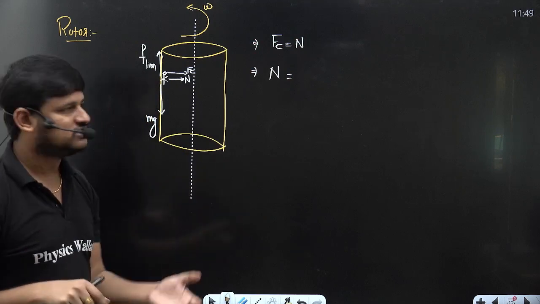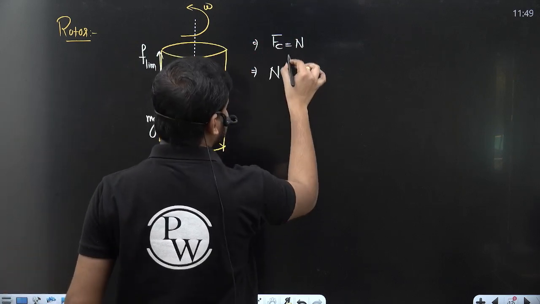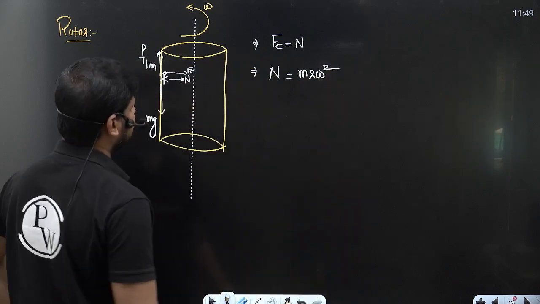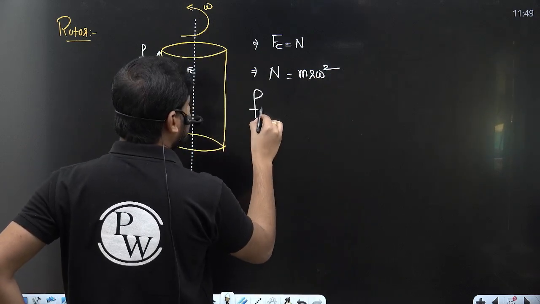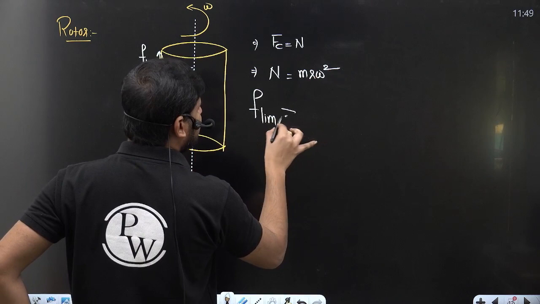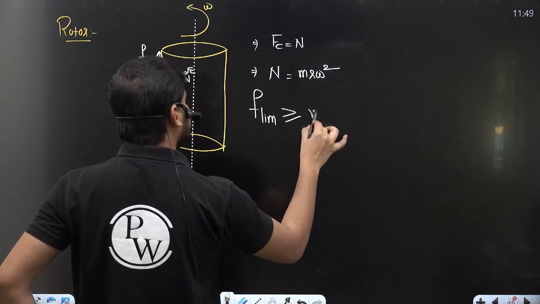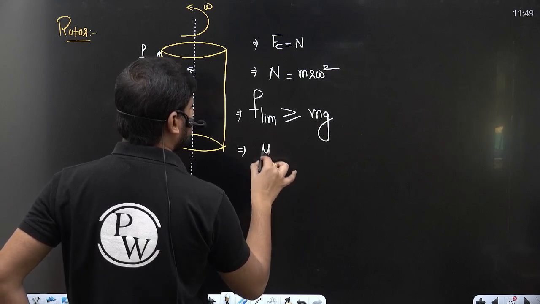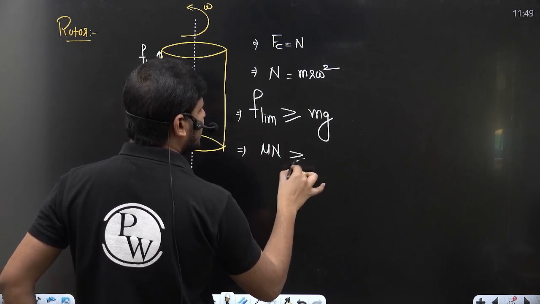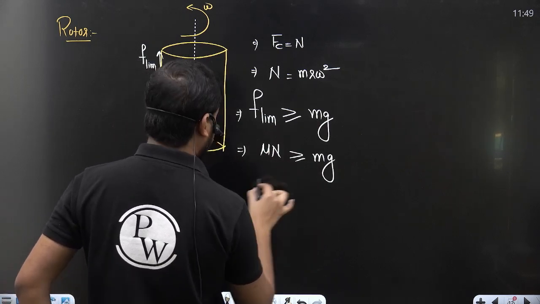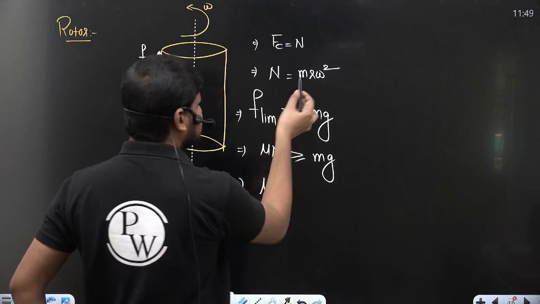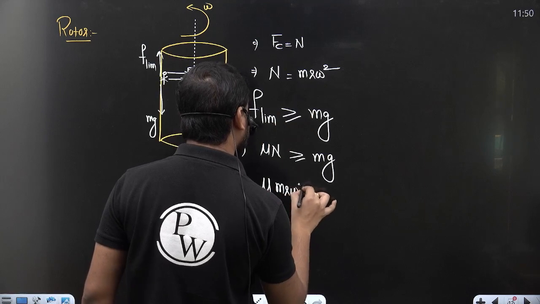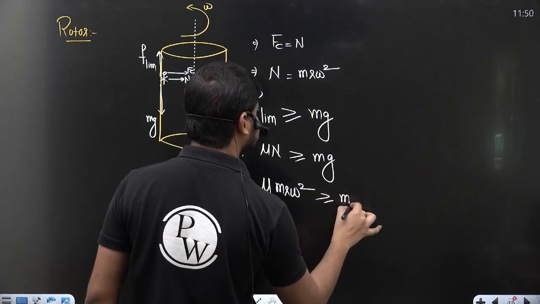Okay, that's the concept. So that normal will be equal to, we know the centripetal force in terms of angular velocity, m r omega square, and then to not fall, the F limiting should be greater than or equal to mg. So then only he will not fall. So what is F limiting? The mu N should be greater than or equal to mg, and in place of N we can write m r omega square, so mu m r omega square greater than or equal to mg.